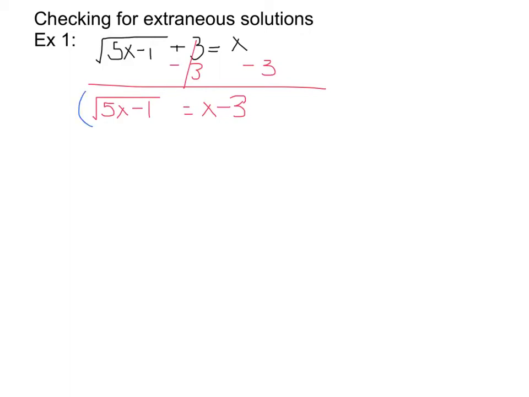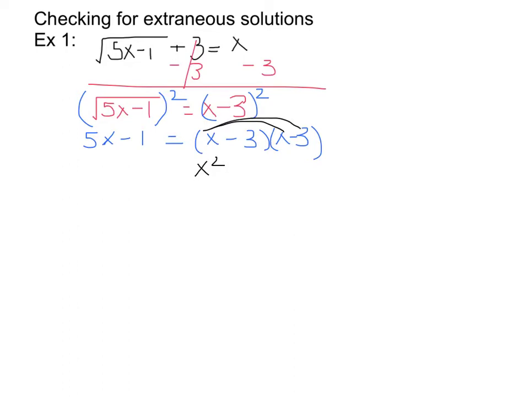All right, to get rid of my radical, I have to square both sides. So that gives you 5x minus 1. And then when you go to square x minus 3, that means you have to FOIL it. So I'm going to write it twice so we can FOIL. x times x gives me x squared. x times minus 3 gives me minus 3x. Minus 3 times x gives me minus 3x. And minus 3 times minus 3 gives me positive 9. Bring down the 5x minus 1.